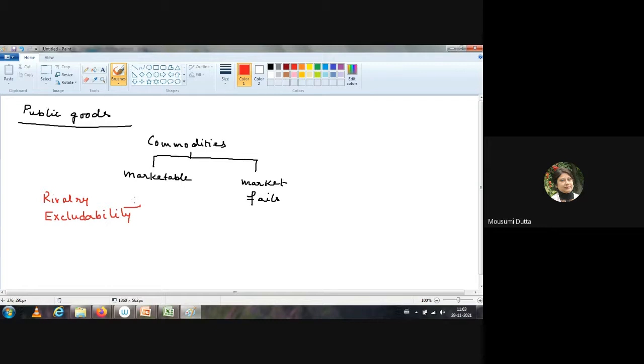So if the commodities or services are rival and if the excludability principle holds, in that case, the market we talked about will exist. However, if none of these two properties hold, or both properties do not hold, in that case, the market fails to exist.